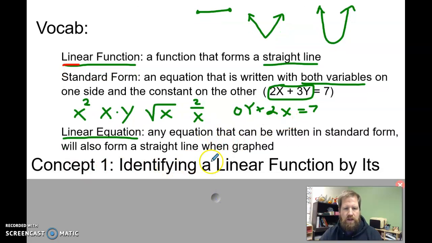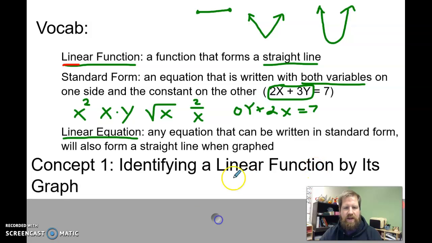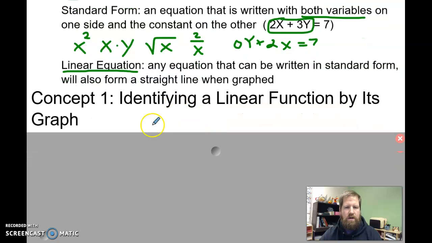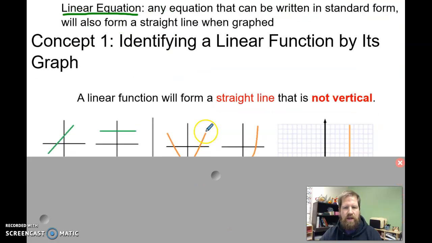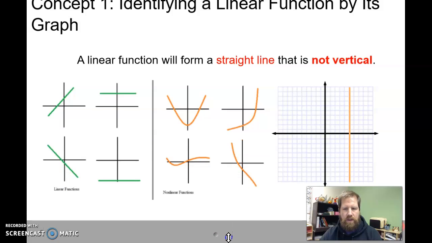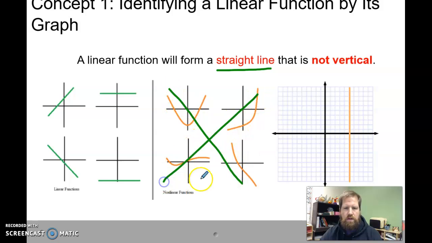All right, so our first concept is identifying a linear function by its graph. Standard form is how we were figuring out without having to graph it, but if we have a graph and we are looking to see if it's a linear function, this is what we are checking. We're looking to see that it is a straight line. See, straight line, straight line, straight line, straight line. All these guys are curved, bent. Those are not linear functions. They might be functions, and in fact, I think all of these look like they are functions. They would all pass the vertical line test, but they're not linear.